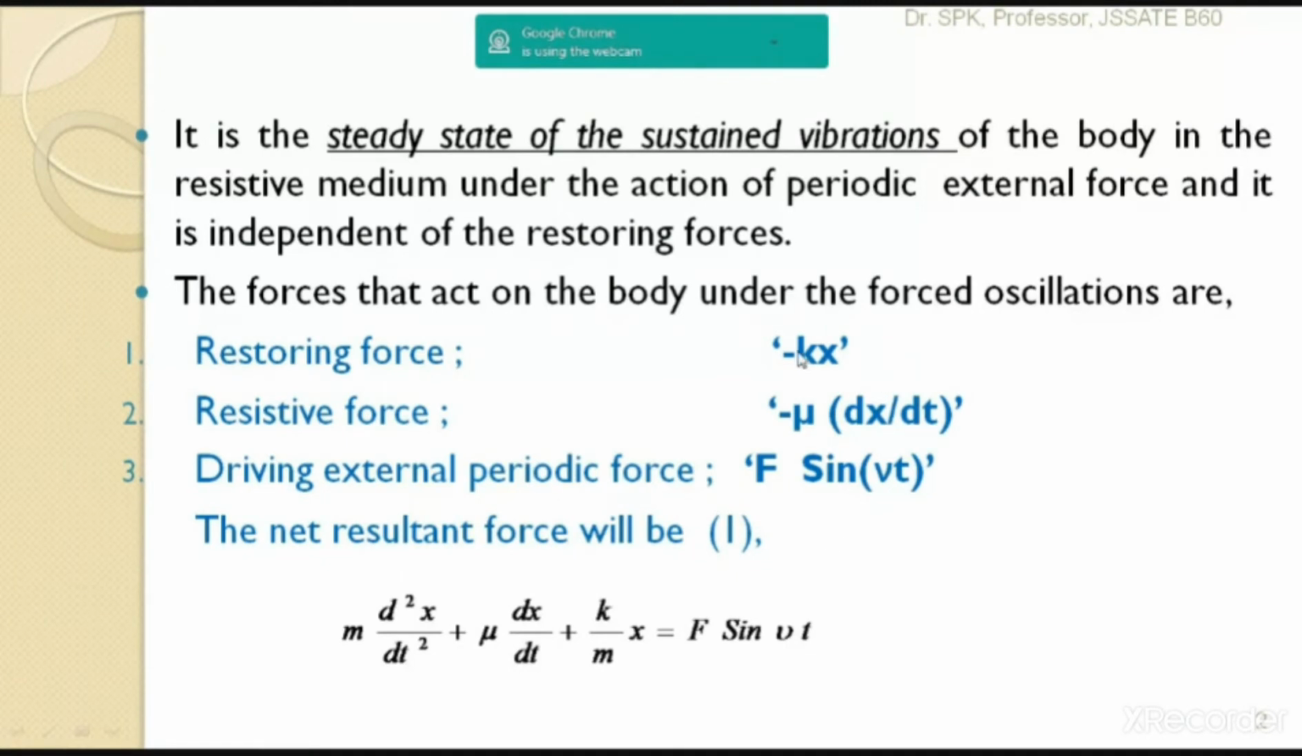Now, since the restoring force is a negative quantity, because it is against the direction of the displacement, and the resistive force is also a negative quantity because of dx/dt, if you take all the forces together, you can get this expression. The net resultant force will be m d²x/dt² equals minus mu dx/dt minus kx plus F sin(ωt). So this is our net periodic force.